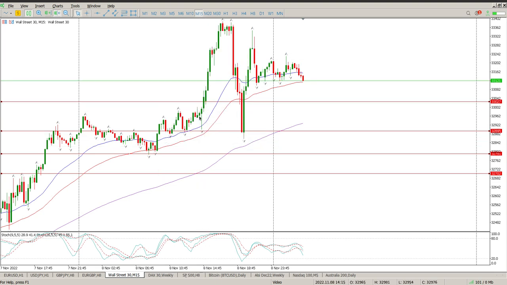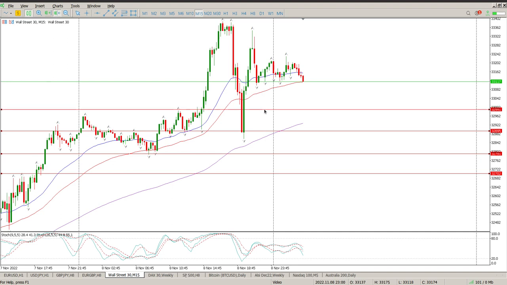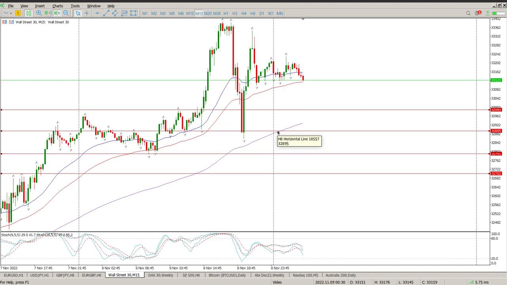So for me today, I think I'd like to see proper structure. So I'd like to see some of these levels tested. I'm just going to readjust this one. So any move into 32,990 could offer an opportunity. 32,895 could also offer opportunity, but we had a big move down onto it and a big move off it, so I don't think that's in play. I think this is probably the closest that we're going to get is 32,990.